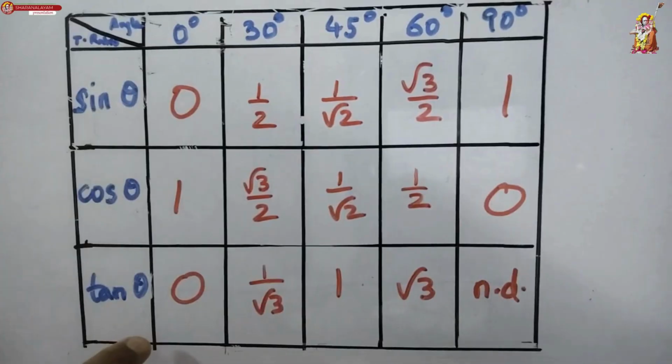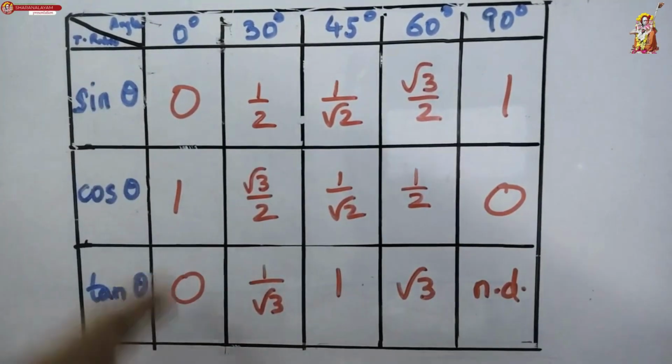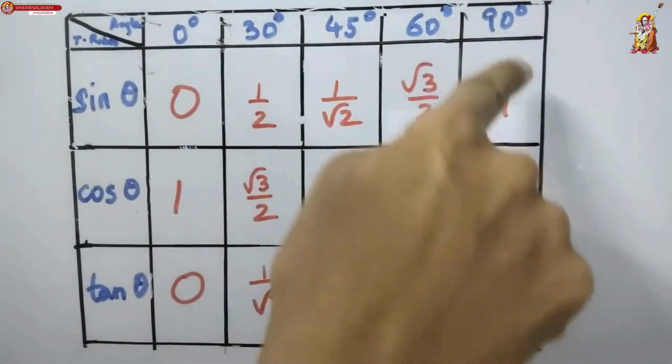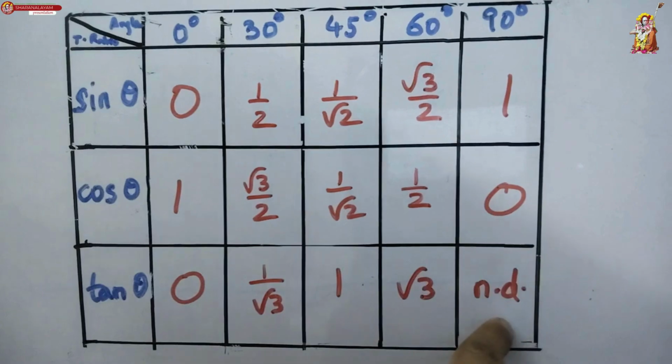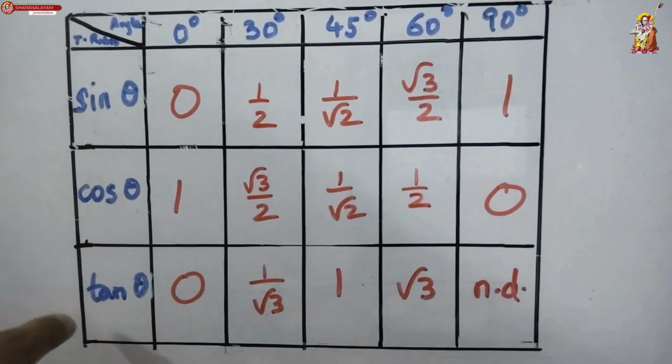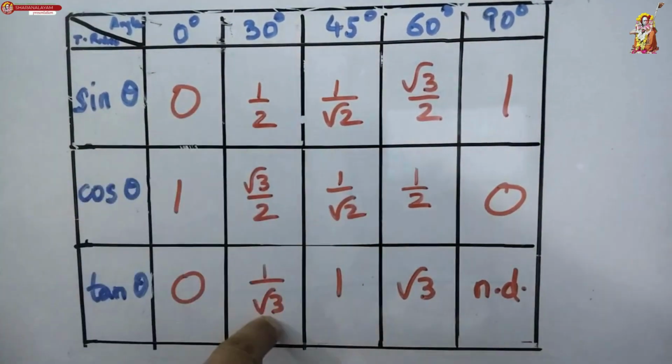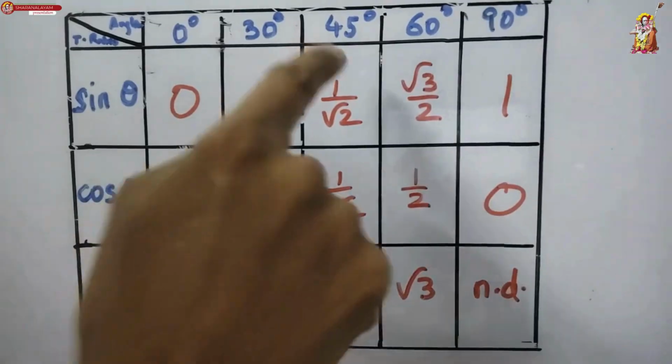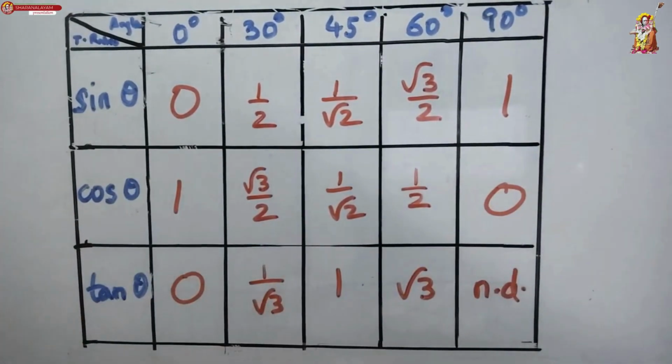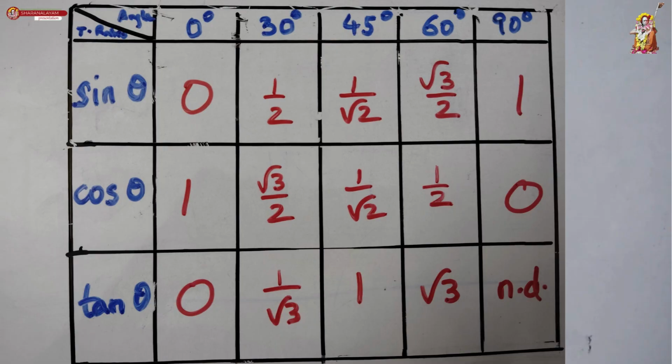So, tan of 0 will be 0 by 1, 0. Tan 90 will be 1 upon 0, not defined. Tan 30 degree will be 1 upon root 3. Tan 45 degree will be 1. Tan 60 degree will be root 3. So this is the table we have to remember basically.